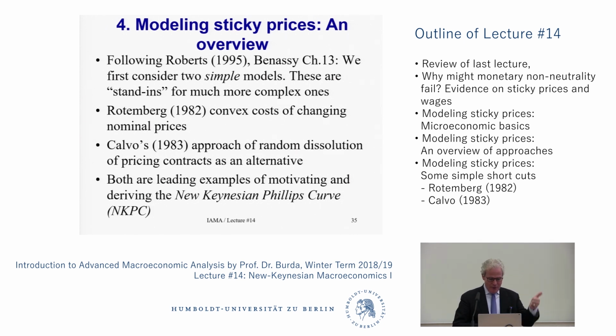So Rothenberg, Calvo, two leading approaches of capturing this rigidity, this friction. And again, Rothenberg is basically increasing costs of changing my prices, positive or negative, so confusing my customers. Rothenberg is completely asymmetric and agnostic about whether one is worse than the other.